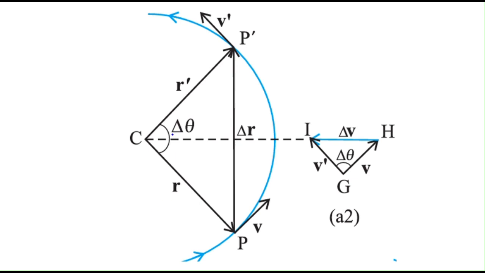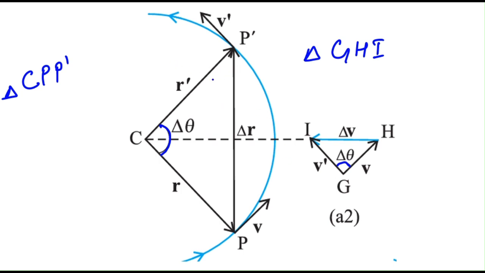Okay, here we have one triangle, this one C P P prime, and here we have another triangle, we can write it G H I. So these two triangles are similar. How am I saying this? This is delta theta, and if this position vector is being rotated by delta theta, this velocity vector will also rotate by the same angle delta theta. So one angle, at this vertex C, and here the angle at this vertex G, these two angles are equal in these two triangles.